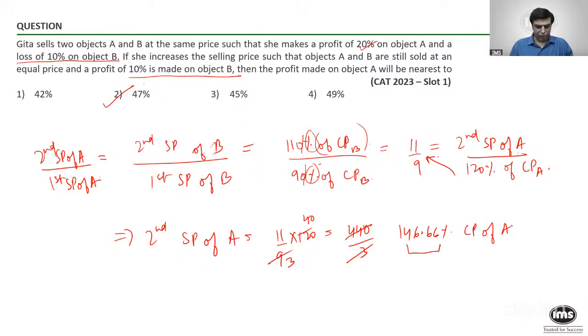Both the methods clear, everyone? Why equating the ratios? See, Learning, if you see, Geeta sells two objects A and B at the same price, which means the first selling price of B is the same as the first selling price of A. Okay, and then she increases the selling price such that objects A and B are still sold at an equal price. So second selling price of B is also the same as second selling price of A. If both the values are same, then the ratio will also be the same, right?